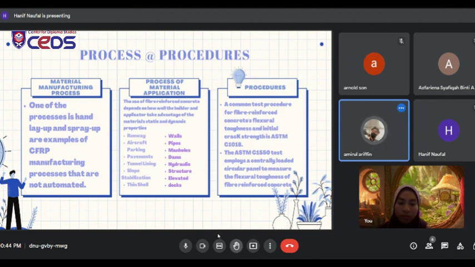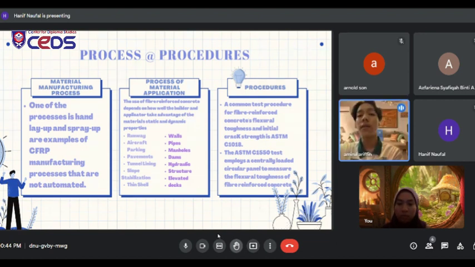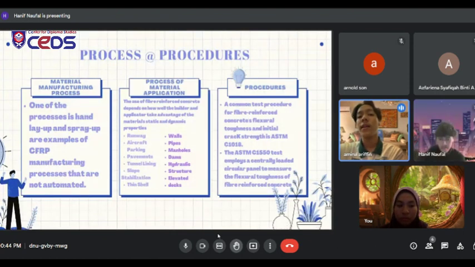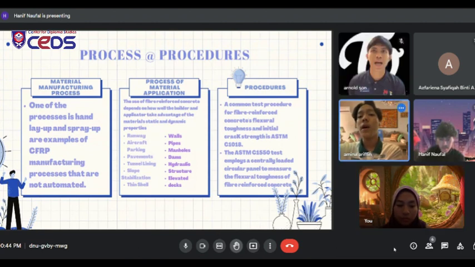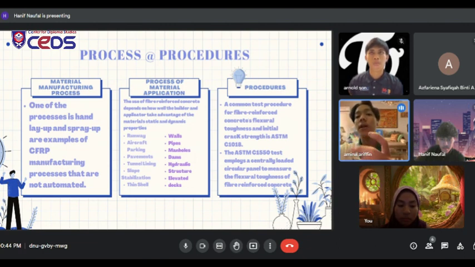The third one is the procedure. A common test procedure for fiber reinforced concrete flexural toughness and initial crack strength is ASTM C1018. The ASTM C1550 test employs a centrally loaded circular panel to measure the flexural toughness of fiber reinforced concrete.